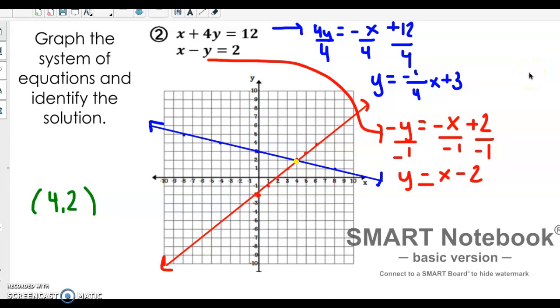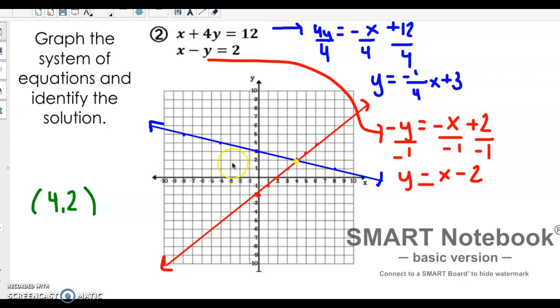All right, this problem says to graph the system of equations and identify the solution. Again, we are working with a system of linear equations. So remember, a system of equations is two or more equations with the same variables. And in this case, they are both linear because we're working with lines. So this is a system of linear equations.